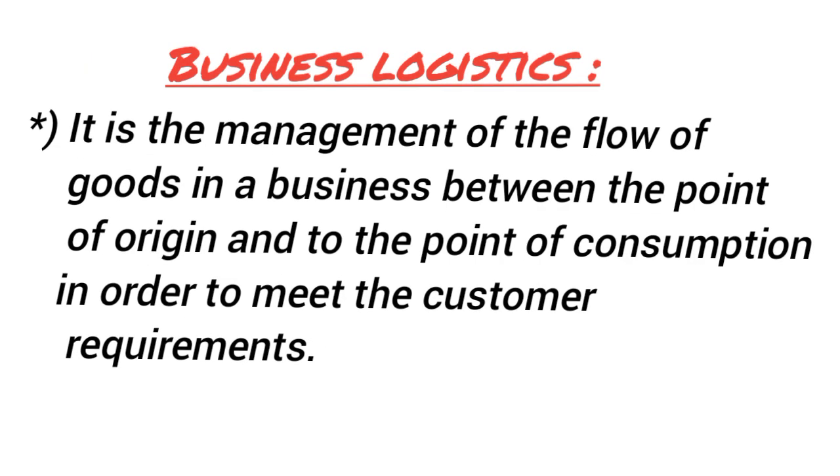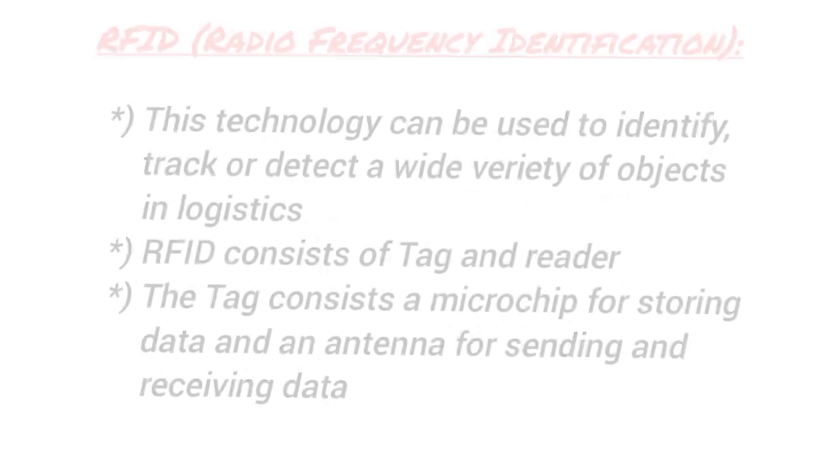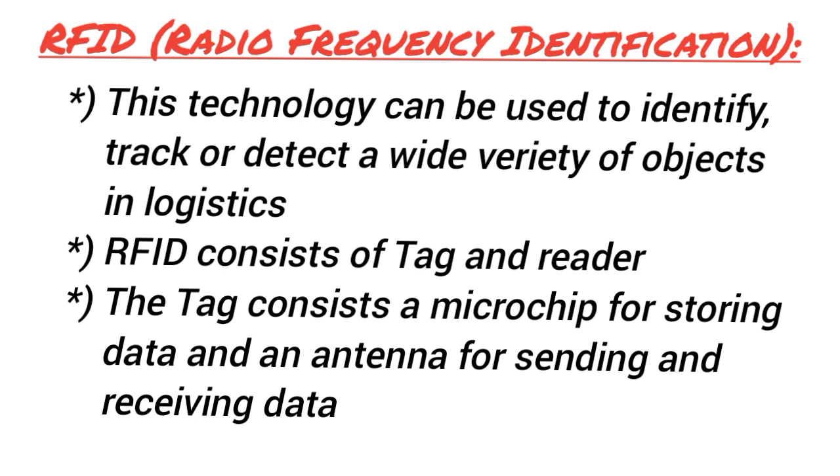Business logistics. It is the management of the flow of goods in a business between the point of origin and the point of consumption in order to meet the customer requirements. RFID, radio frequency identification. This technology can be used to identify, track, or detect a wide variety of objects in logistics. RFID consists of a tag and reader. The tag contains a microchip for storing data and an antenna for sending and receiving data.